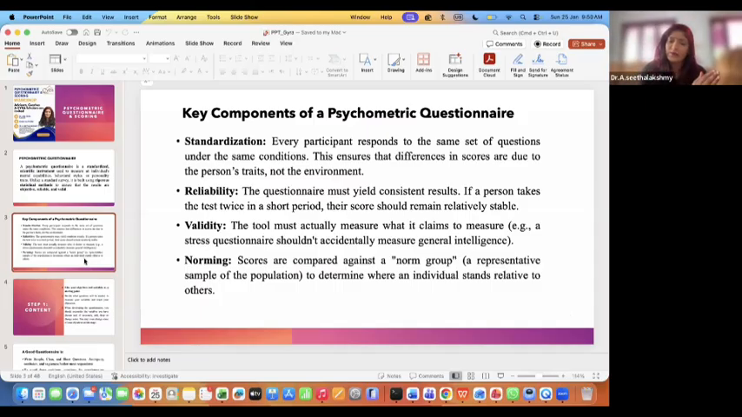Right from the first initial DC meet itself, we need to confirm what questionnaire we are using, what the reliability value is, what the validity is, and what the norms of it are. We have to clearly mention this in our thesis, and we have to decide right in the first doctoral committee itself. This is the general rule followed by a PhD scholar.